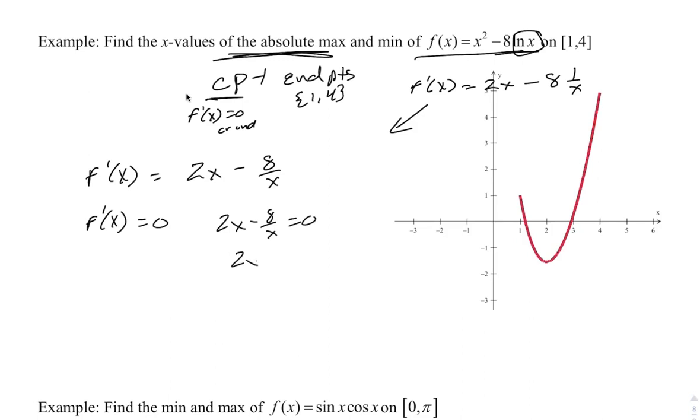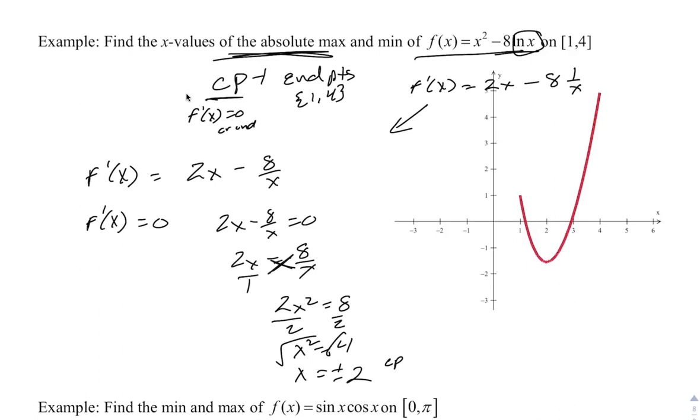So I get 2x equals 8 over x. Just added that to both sides. Cross multiply. 2x squared equals 8. Divide by 2. X squared equals 4. Square roots. X equals plus and minus 2. So those are some critical points I have. We'll check that out in a second. I still gotta do where it's undefined. Right? Well, look at this right here. Where's it undefined? Well, you can't divide by 0. So I also have x equal to 0.